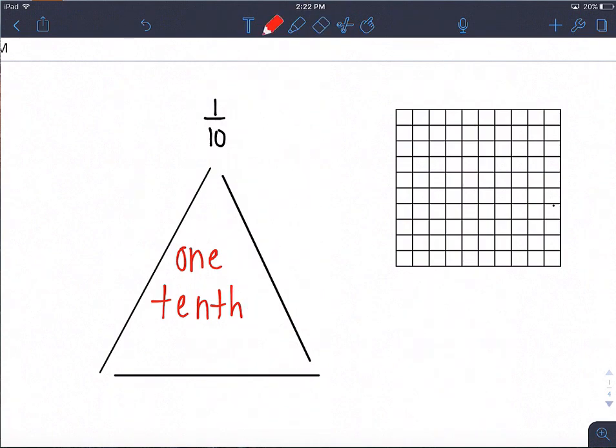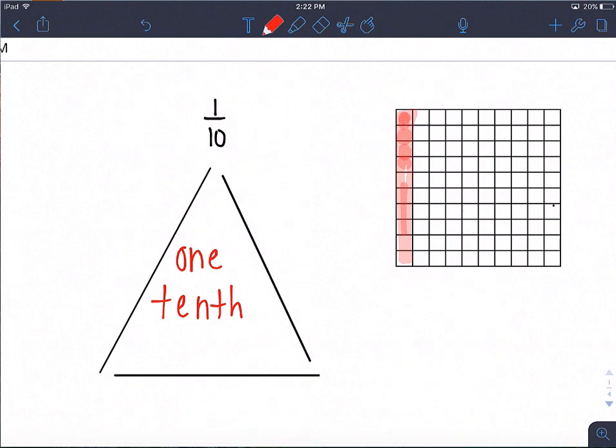And really, this means that 1 out of every 10 I could shade in. So I could think of it as 1 out of this row, 1 out of that, and all the way down I'm really filling in one whole column here.